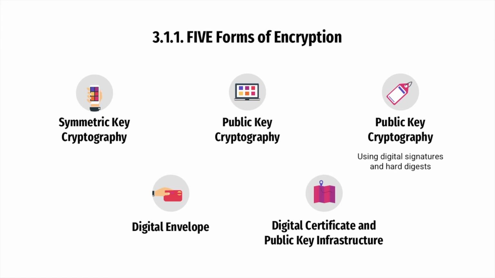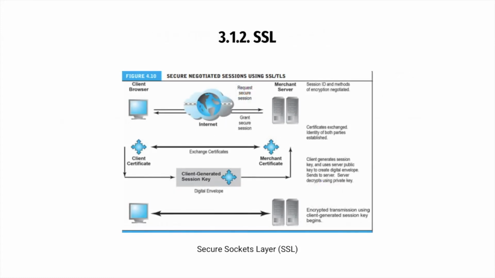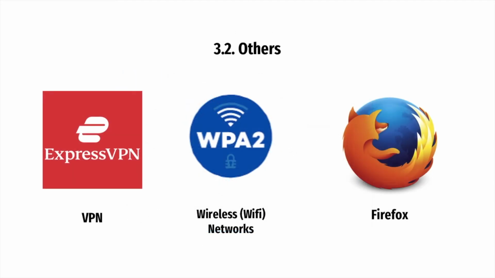In addition to encryption, there are several other tools that are used to secure internet channels of communication, including Secure Socket Layer or SSL, Transport Layer Security or TLS, virtual private networks or VPNs, and wireless security standards such as WPA2.